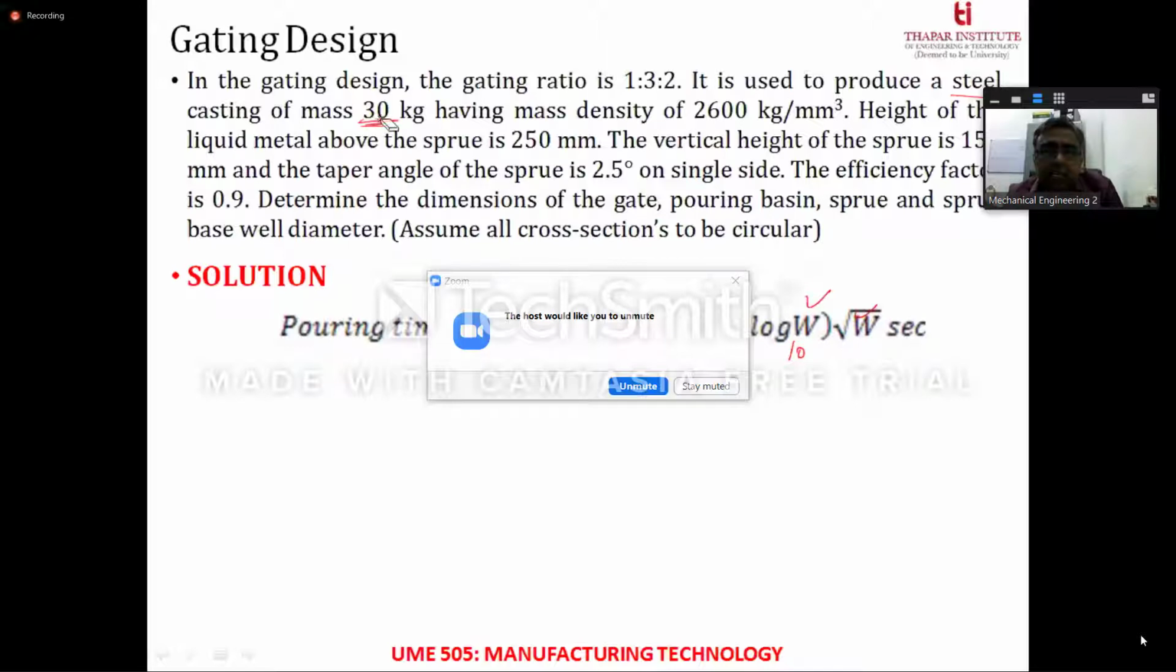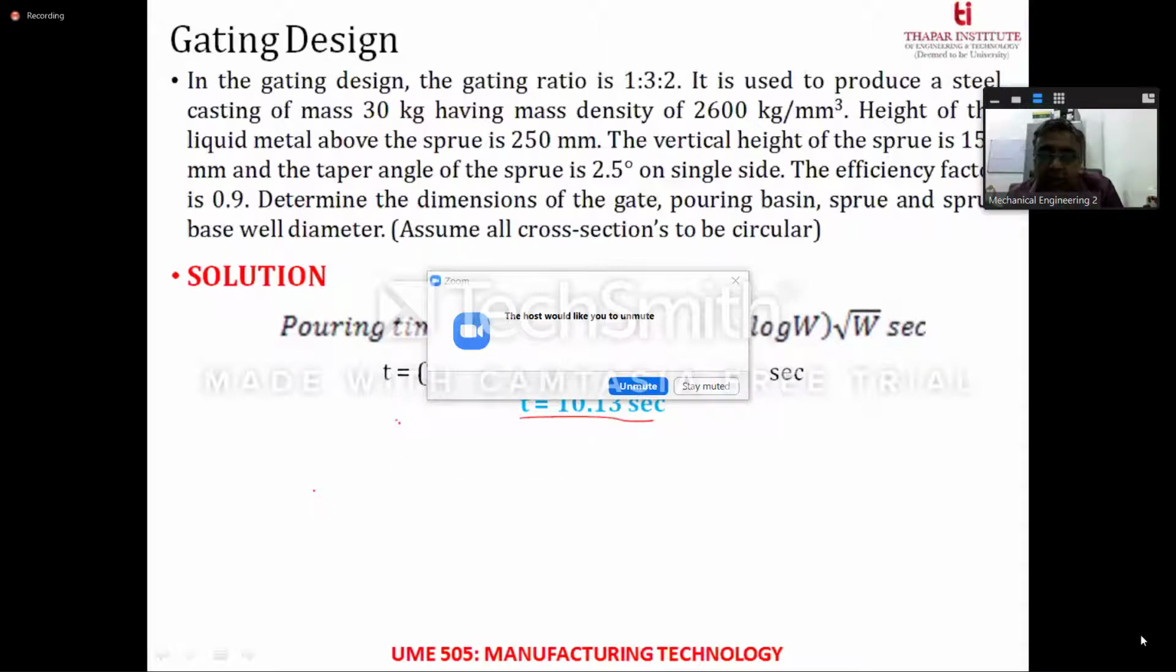So you have all the relevant data available to you, and now what you will be doing is substituting these values into the equation and getting the pouring time as 10.13 seconds. So this is the pouring time that you have obtained. Now once you have obtained the pouring time, the next step is to find out the choke area.